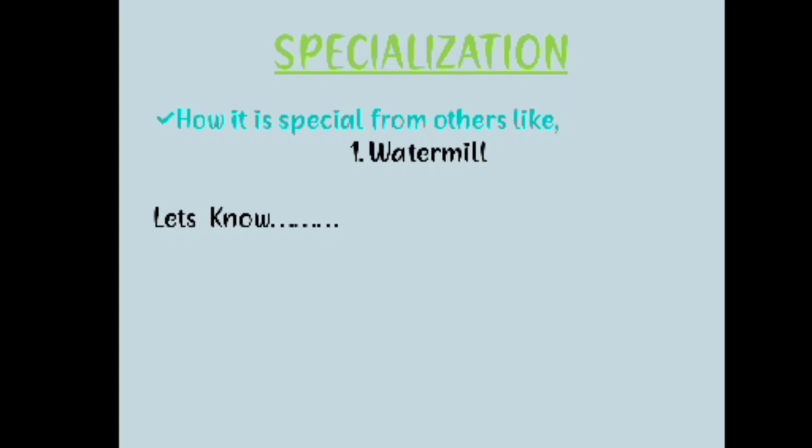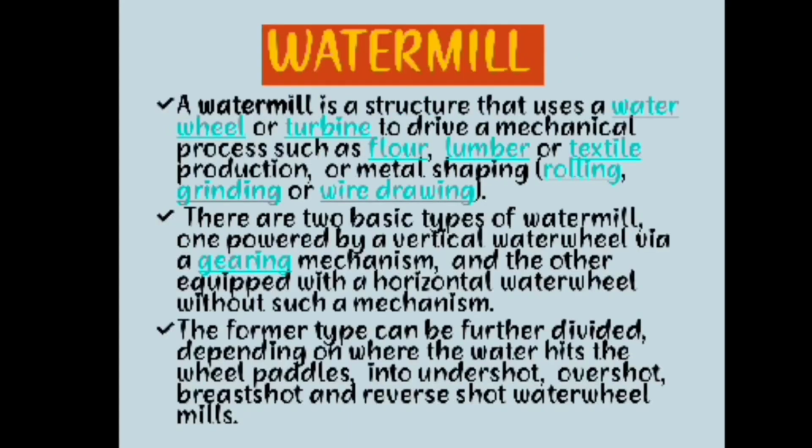Coming to the specialization of this underwater windmill compared to other water mills, let's know. A watermill is a structure that uses a water wheel or turbine to drive a mechanical process such as flour, lumber, textile production, or metal shaping, rolling, or grinding wire machines. There are two basic types of watermill, one powered by a vertical wheel via a gearing mechanism, and the other equipped with a horizontal water wheel without such a mechanism. The former type is further divided, depending upon where the water hits the wheel's paddles, into undershot, overshot, breastshot, and reverse shot water mills.